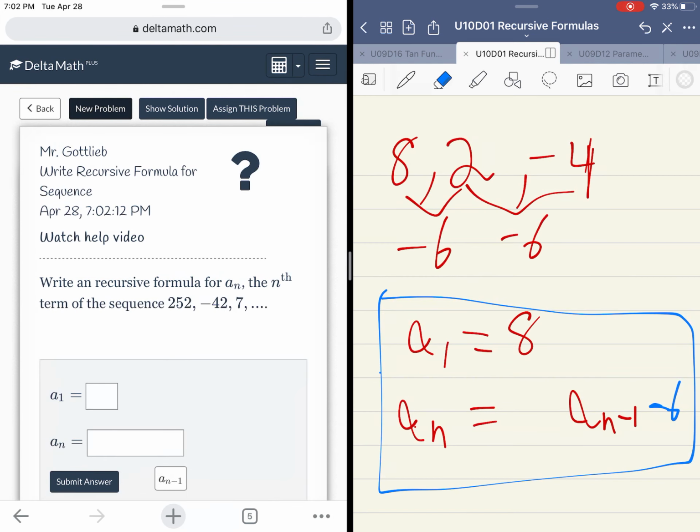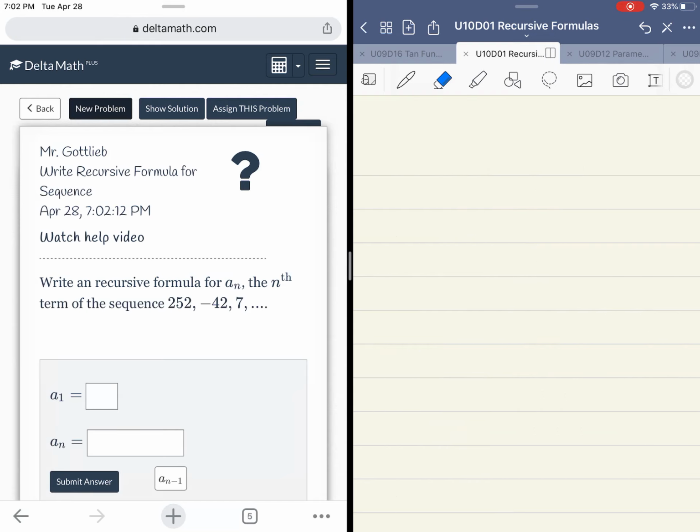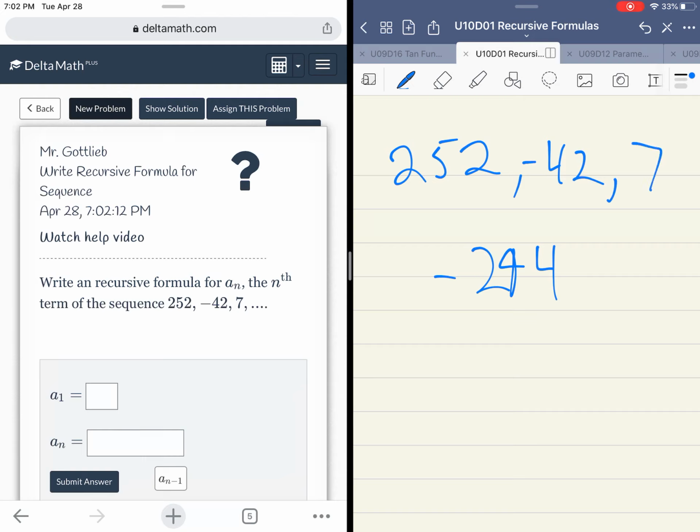Okay, this one seems different. Let me erase what we have currently. We're going to try to do one more example. So we have 252, and then negative 42. So that would actually be subtracting a lot of numbers. You'd subtract 252 and another negative 42, so minus 294. So that's probably not the rule, because I don't know how I can go from a positive number to a negative number and then a negative number back to a positive number by subtracting.